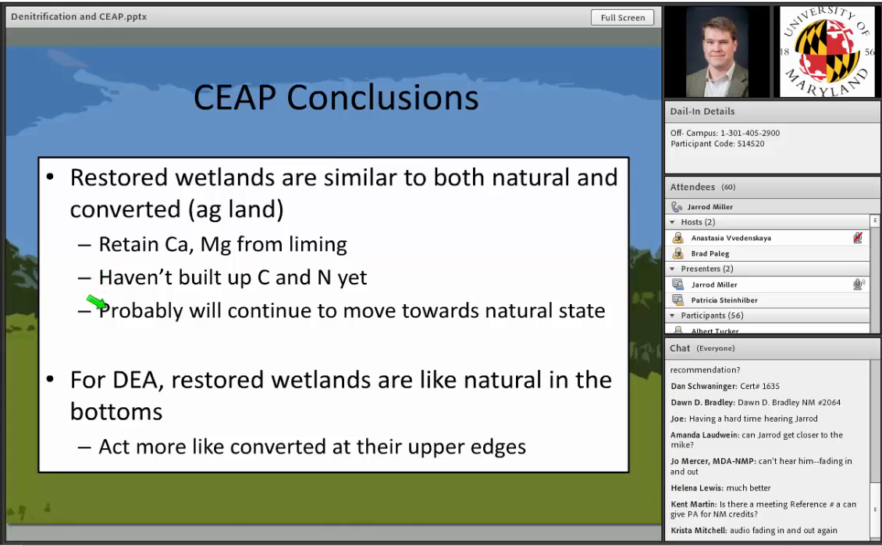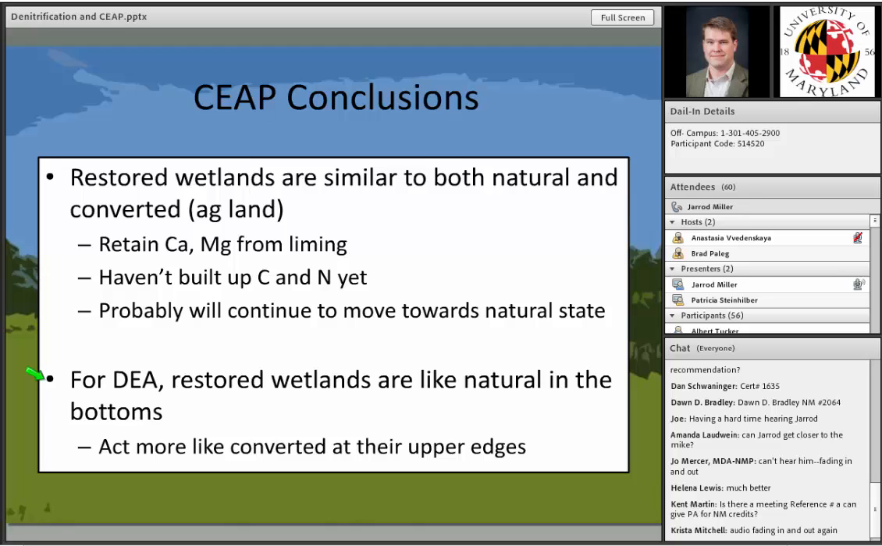For DEA, restored wetlands are like natural when you reach the bottom. They act more like converted at their upper edges, and this is where I think you're seeing some nitrogen enter from the edge of these fields, but it gets denitrified before it reaches the middle, so you don't see as much activity. So I do think, with what we're looking at right now, that they are performing their function in intercepting nitrate. Now, I can't prove that. It's just what I think from the data that we've seen.